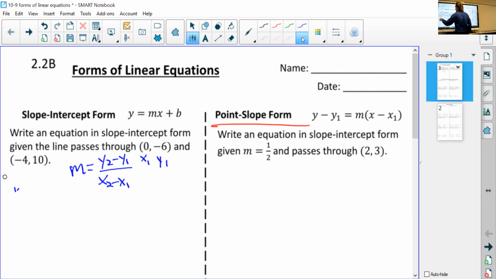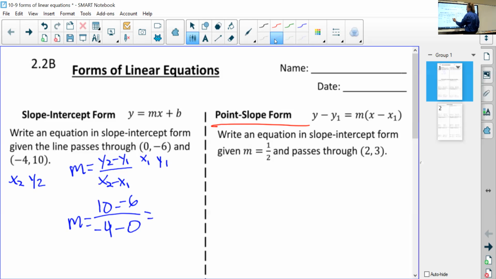x2, y2. Okay. So we would say 10 minus negative 6 over x2, which is negative 4, minus 0. So that's what m equals. 10 minus negative 6 is the same as 10 plus positive 6, so that's 16. Negative 4 minus 0 is negative 4. So the whole thing would simplify to negative 4. Okay, so that's our slope.